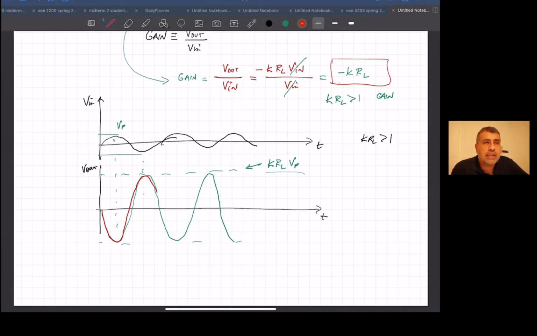In your equations, in your math, in your graphs, you still express the minus sign. Like in this graph, I basically drew it inverted because of the minus sign. But the peak is still KVRL, but it's inverted. It's an inverting amplifier. But I don't call the gain minus KRL. I call the gain KRL. Does that make sense? It's just convention.